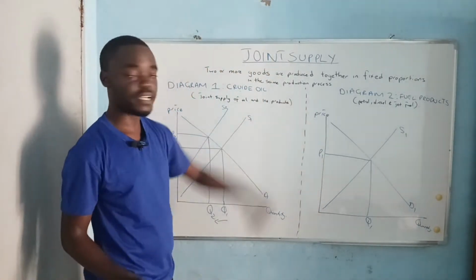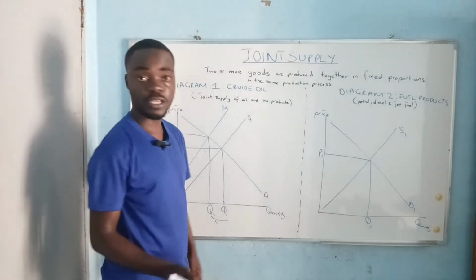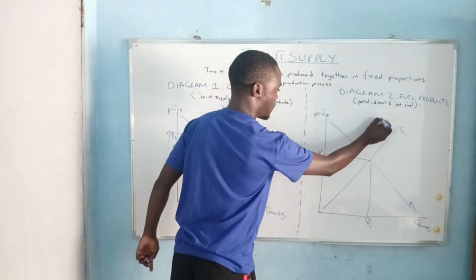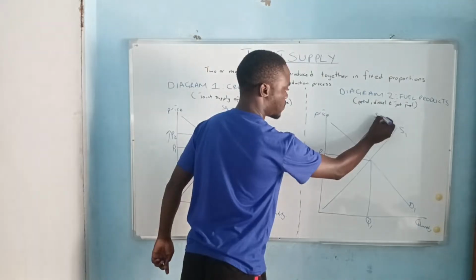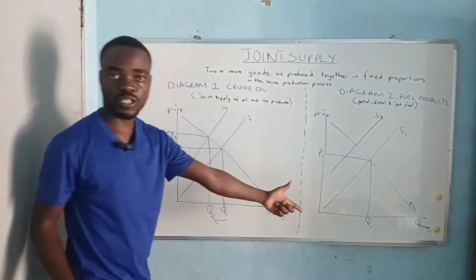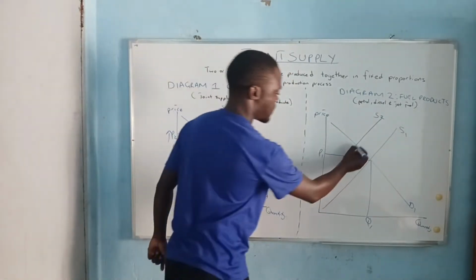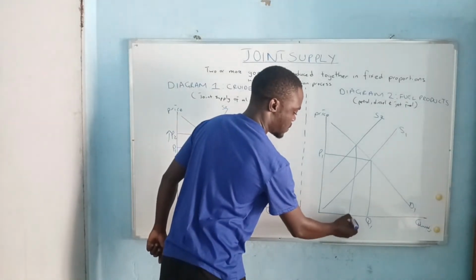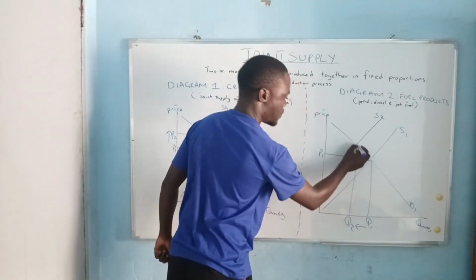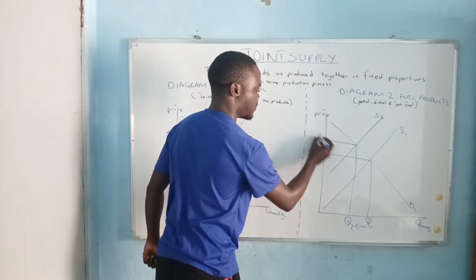So what happens also to the supply of fuel? That's the reason why the prices are hiking every week. It's because the supply of fuel products has also created a shortage because of the war. And the supply is going to shift to the left. This is where we are, Q2, and an increase in the price level to P2.